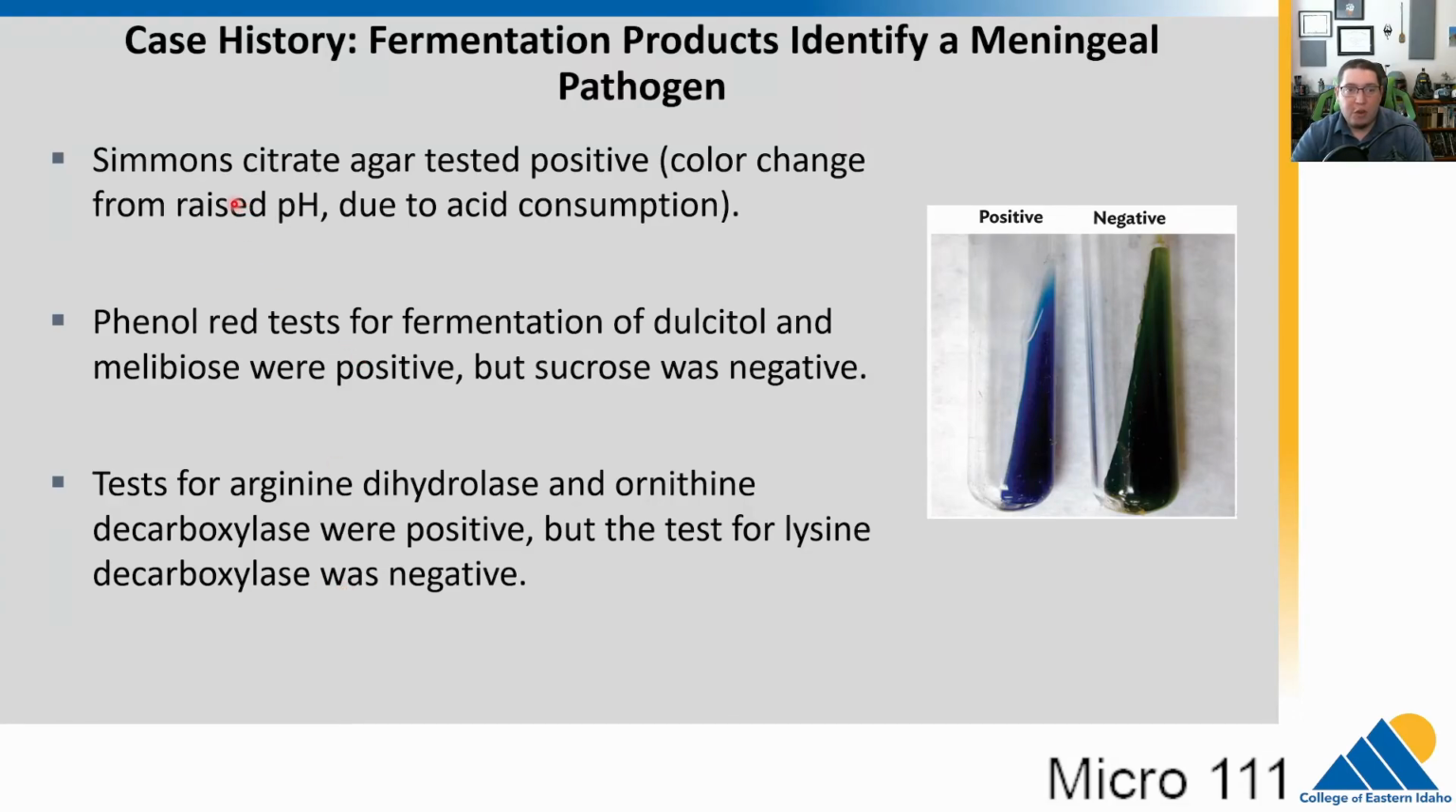In this case, they're going to use Simmons citrate agar, which has a color change that occurs with it. And they're going to do another one called phenol red tests for fermentation of dulcitol and melibiose. Sucrose is negative, so they're running a bunch of different fermentation tests. They're going to test for arginine dihydrolase, which is an enzyme, ornithine decarboxylase, another enzyme, those are positive. Lysine decarboxylase is negative. So we have what? 1, 2, 3, 4, 5, 6, 7 different tests here that are all kind of relying on metabolism.